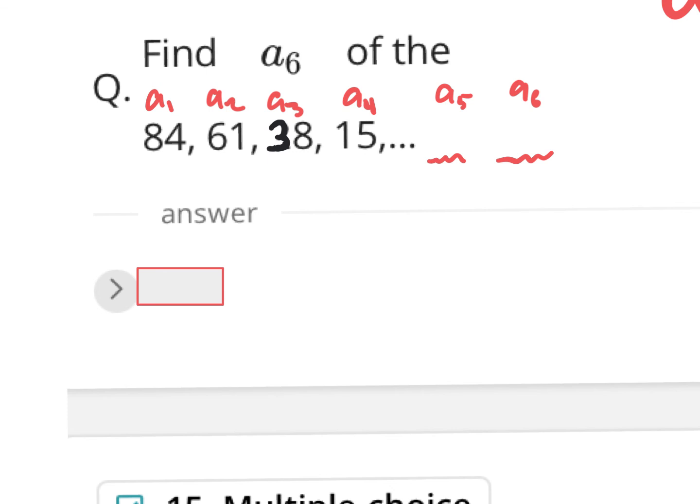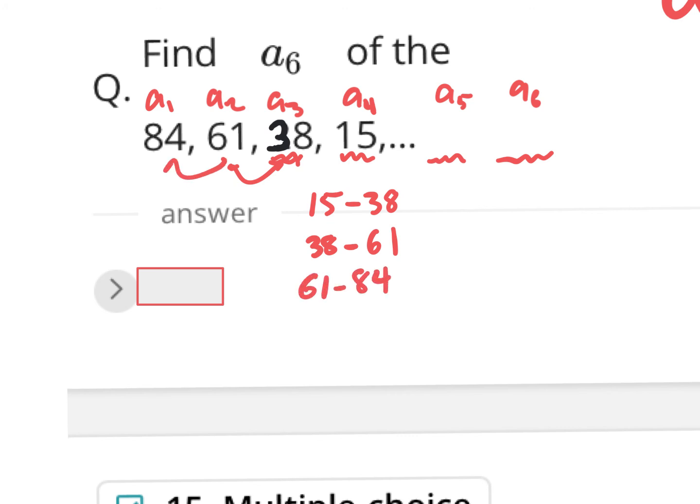So let's find out what the common difference is. If I go 15 take away 38, and I could also do 38 take away 61, right? Or 61 take away 84. On all of these with the calculator, 15 take away 38, the answer is negative 23. This one on the calculator is also negative 23, and this one is also negative 23. So you can see that the common difference is negative 23.